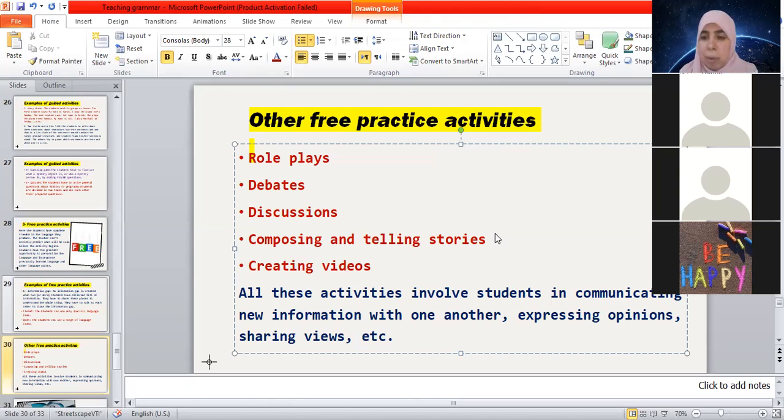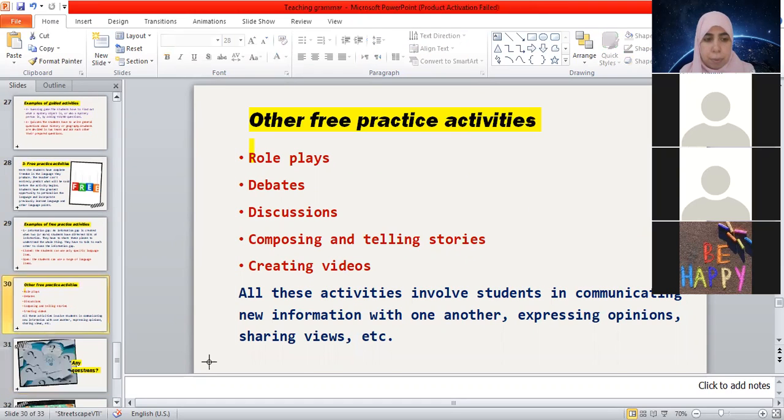And as I said before, it's difficult to begin with free practice activity because it needs students who have already mastered the form and fully understood the meaning, okay? So this is free practice activities, okay? So any questions so far about the three types of practice activity: controlled, guided, and free?